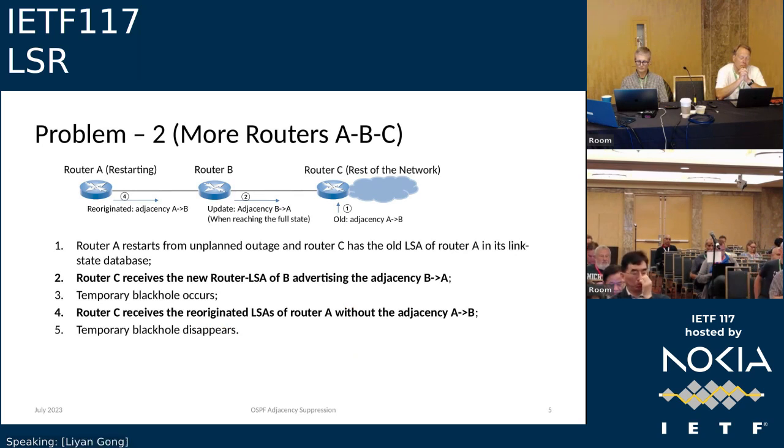We added a new scenario for more routers. These figures give an example of 3 routers. We can see that router C is the remote neighbor for the restart router, after router C has received the new router LSA of router B, which has advertised the adjacency B2A. So the temporary black hole also occurs in this scenario. The root cause is identical to the 2 routers scenario, so the solution should consider both cases.